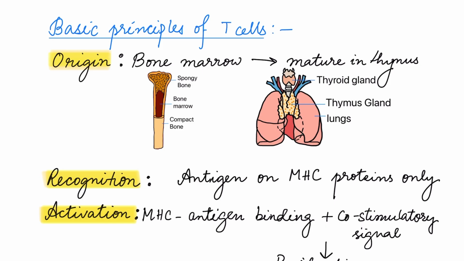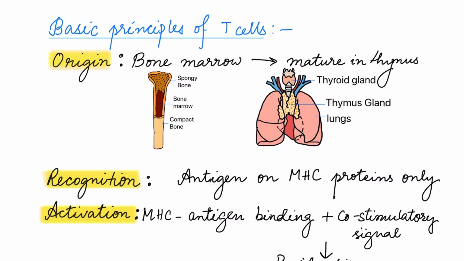MHC class I, which is present on all nucleated cells and interacts with CD8 cytotoxic T cells. MHC class II, which is expressed on specialized antigen presenting cells such as dendritic cells, macrophages, and B cells, and interacts with CD4 helper T cells. And the T cell receptor or TCR on the T cell surface binds specifically to the antigen MHC complex, allowing precise immune recognition. Now, how are the T cells activated?